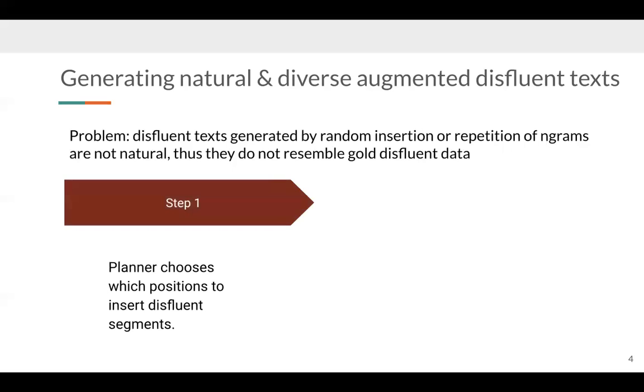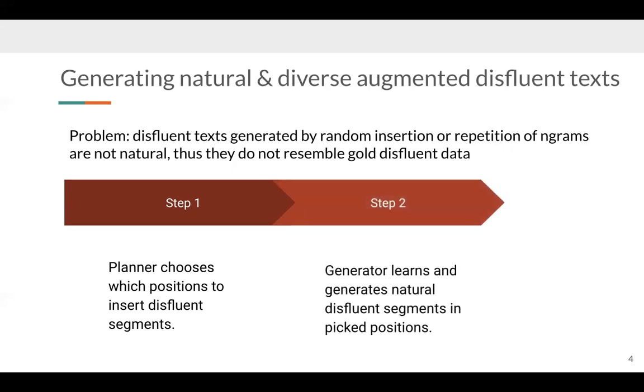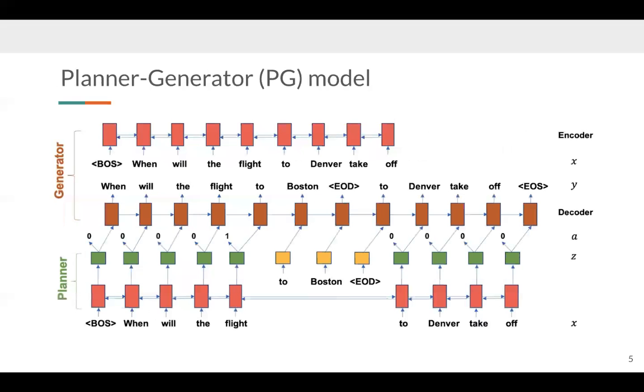We propose a new disfluency generation model. In the first step, we use a planner to choose which positions to insert different segments. Next, we use a generator to learn and generate natural disfluent segments in picked positions. Here is an overview of our Planner-Generator, PG, model. Basically, a planner predicts where to insert disfluent segments, and then the generator will generate disfluent segments from such positions.